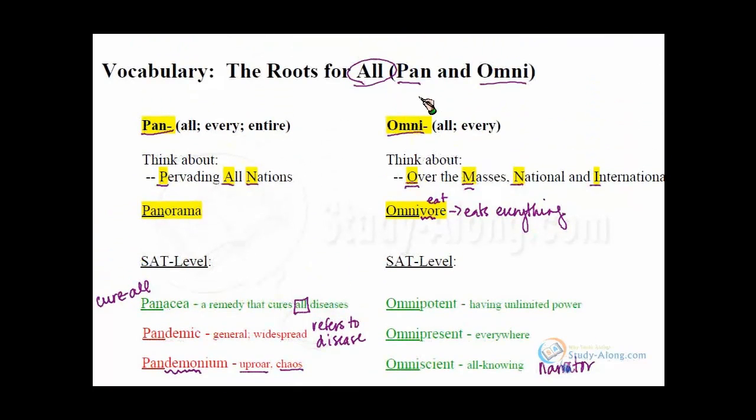Okay, so those are some pan and omni words for you to help you remember what pan and omni mean when you run into them in the future.